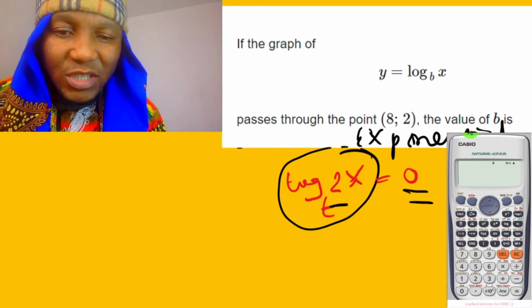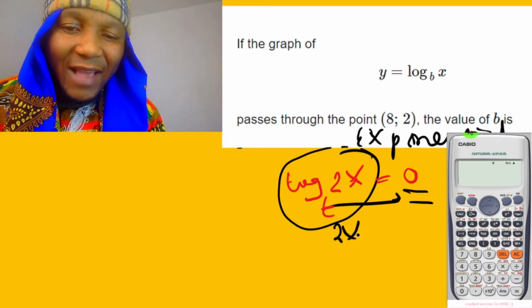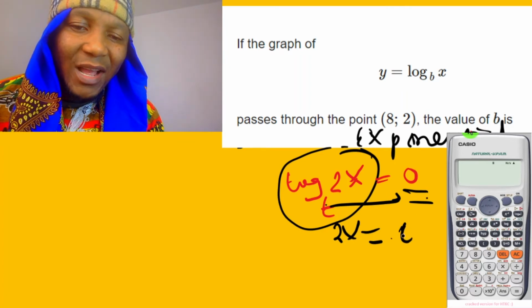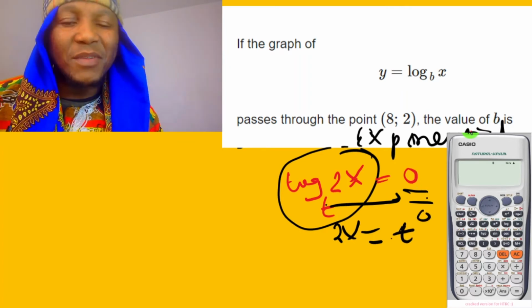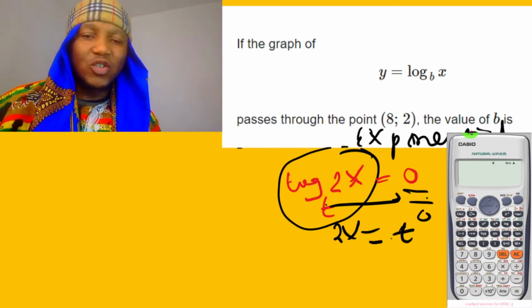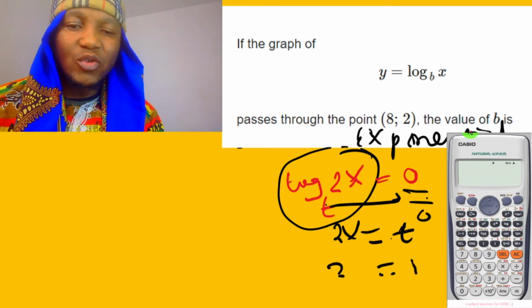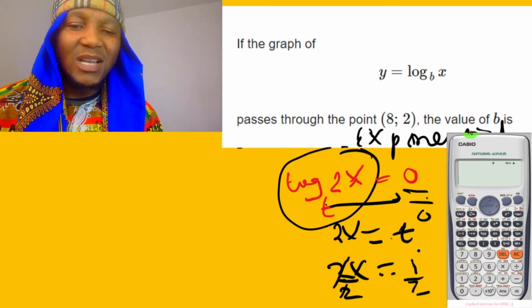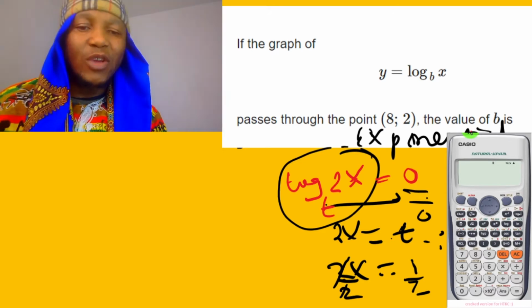So for that case, I'm going to put this to the right. Here I'm going to be left with 2x equal. This t is going to come to the right, and this 0 is going to become a power. But any number to the power 0 equals 1. So t power 0 equals 1, equal to 2x. So we can get the value of x here. Divided by 2, divided by 2, this cancels. So finally, the value of x equals half. That's how you can apply the exponential rule.